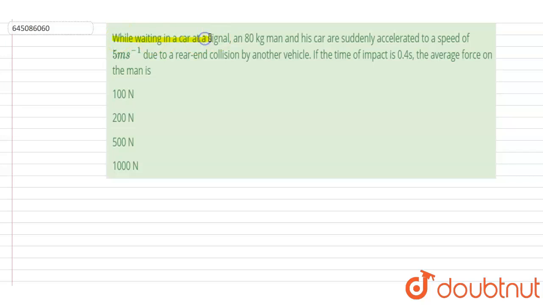While waiting in a car at a signal, an 80 kg man and his car suddenly accelerated to a velocity of 5 meters per second due to a rear-end collision by another vehicle. If the time of impact is 0.4 seconds, the average force on the man is?